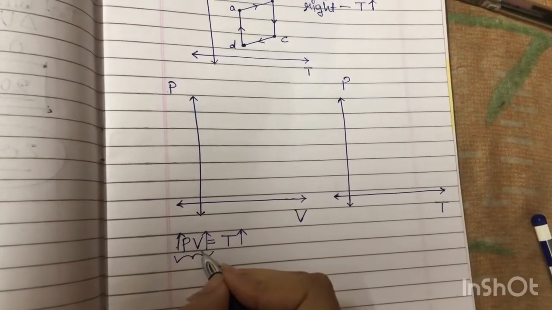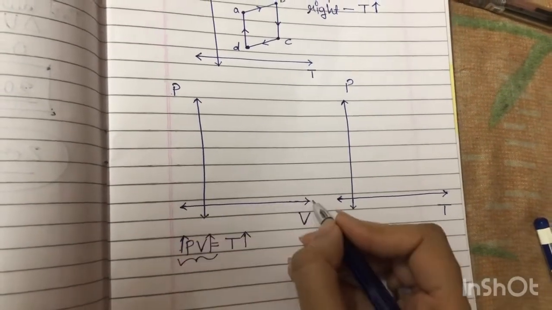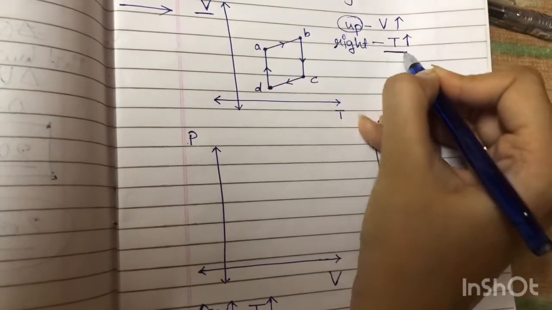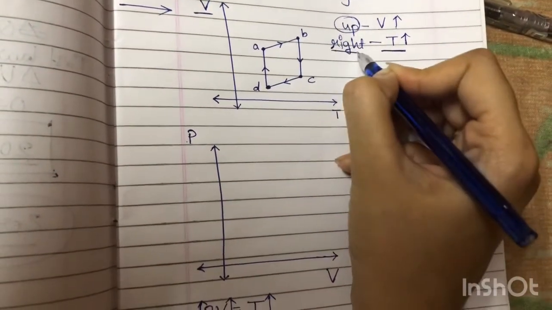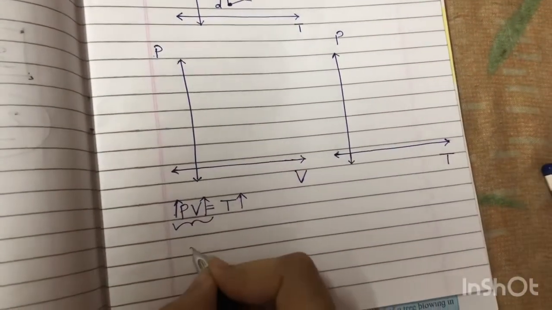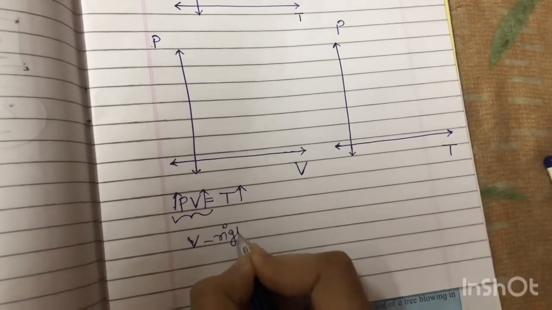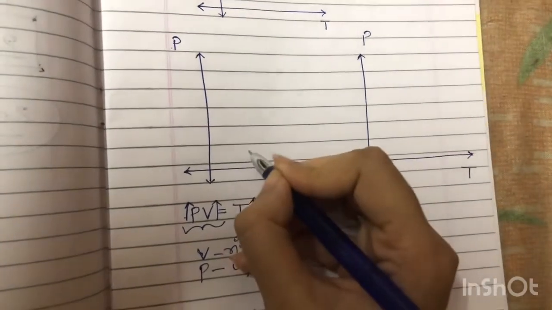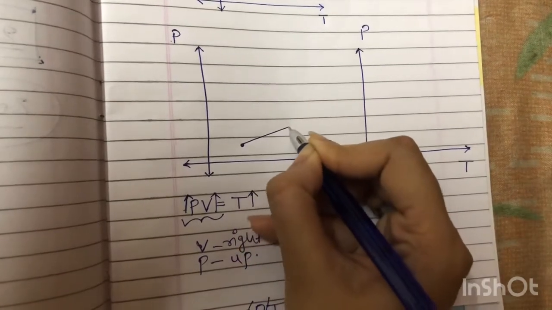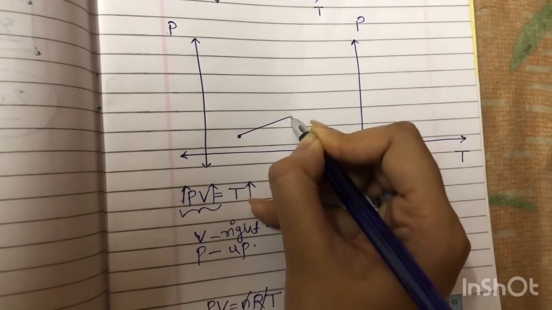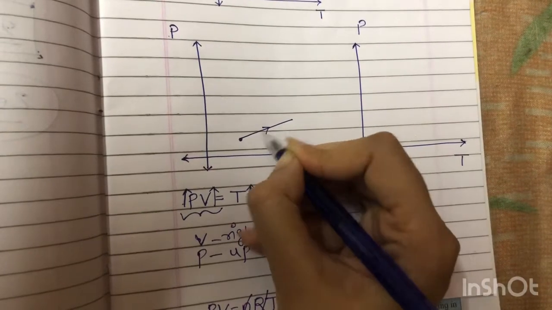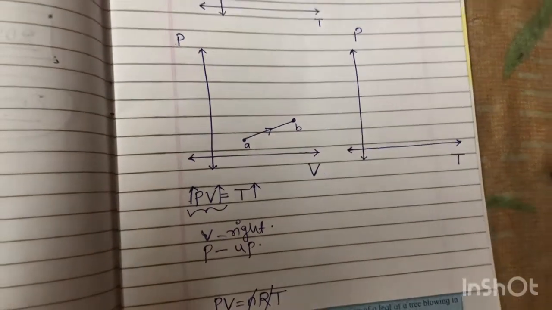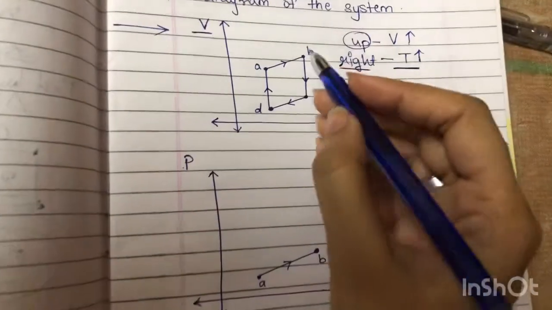Now volume is also increasing, which is on the x-axis. Here the temperature is on the x-axis. To show the increase in temperature, the graph should move towards the right. So here my graph for volume should move towards the right, and for pressure it should move up. See, it is moving up and towards the right. So I can say this is my A to B. Then next, B to C.